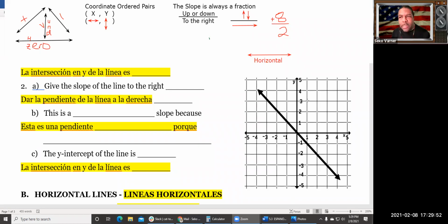All right. Here's the second part, the second question. Give the slope of the line to the right. Okay. So I'm looking at this line and I see, okay, here's a point right here. And here's another point right here. There's a point right there. There's a point right here at the point of origin, right there in the middle. There's another point. And the points that I'm pointing out are where the X lines and the Y lines connect.